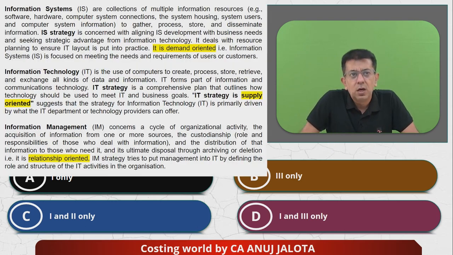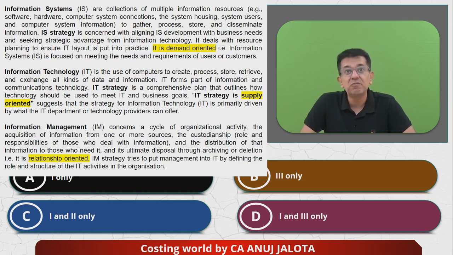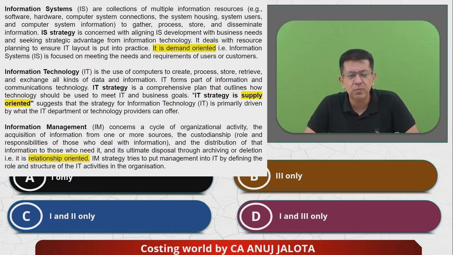So now, information systems are basically hardware oriented. Information systems are a collection of multiple information resources, for example software, hardware, computer system connections, the system housing, the system users. Basically, information system is nothing but a collection of all those things whereby information will be gathered, processed, stored and disseminated. Your computer that you all have at home is part of information systems.